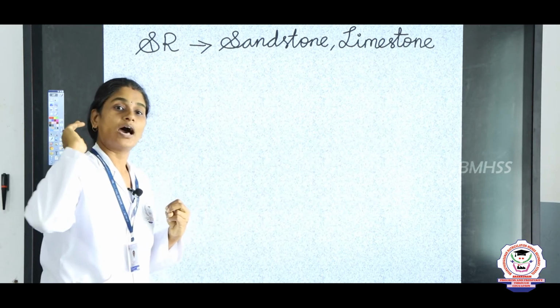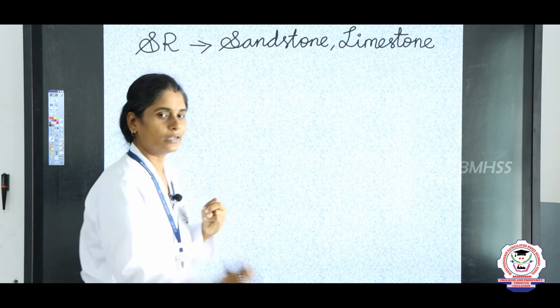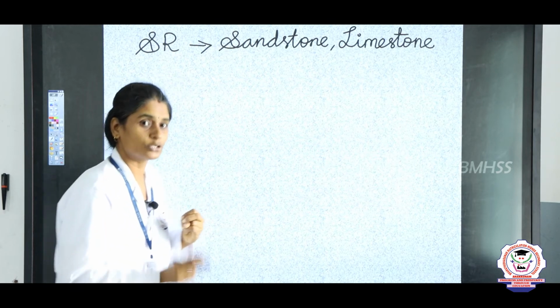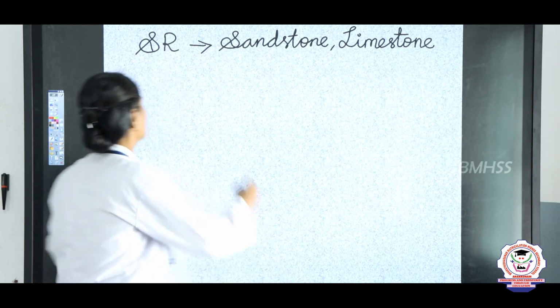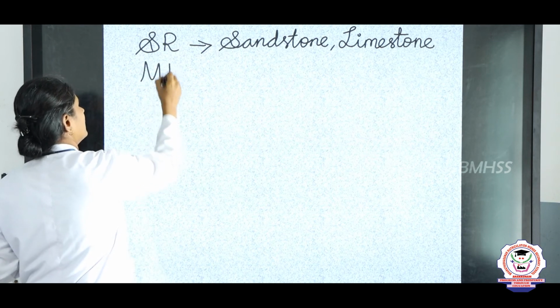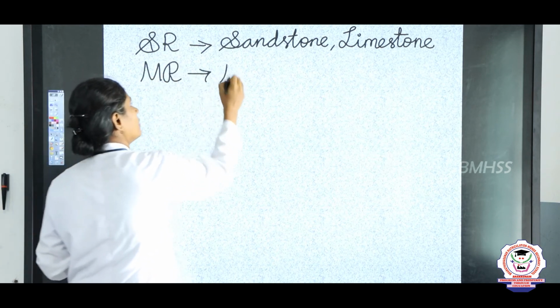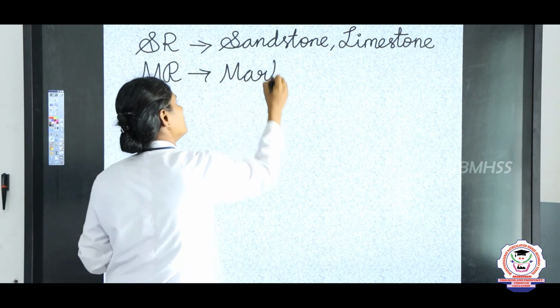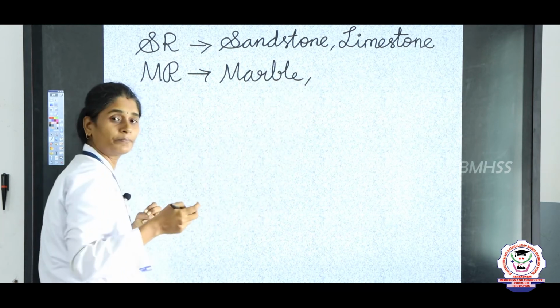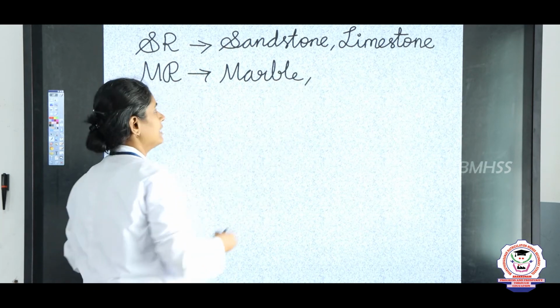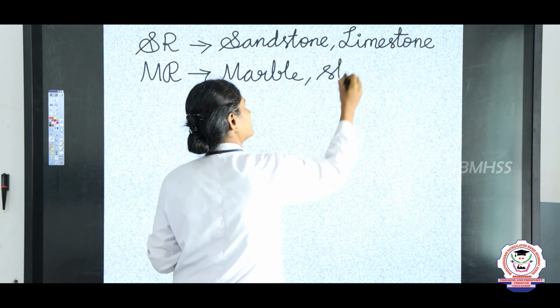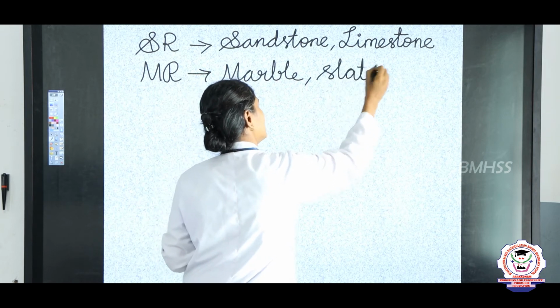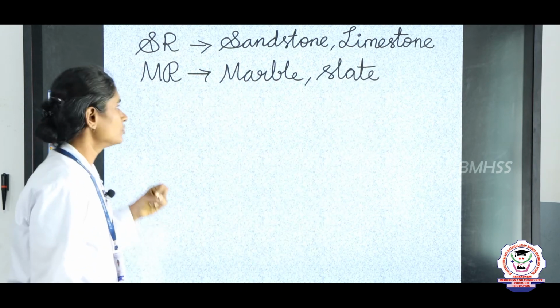Now I am going to ask RJ Krish. RJ Krish, tell me two examples of metamorphic rock. Yes. Metamorphic rock examples: marble, M-A-R-B-L-E, marble. And the second one? Yes, slate, S-L-A-T-E, slate. Right. Now sit down.